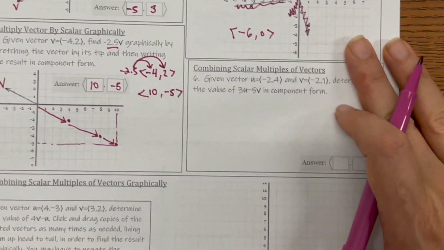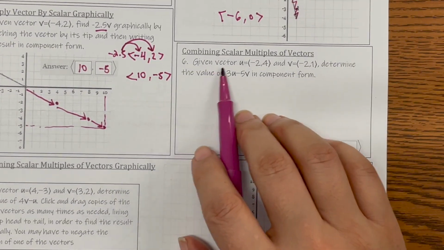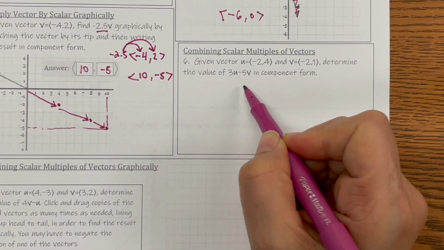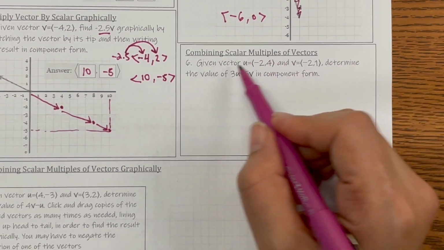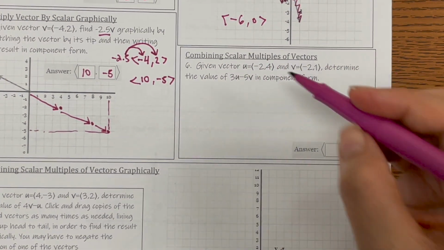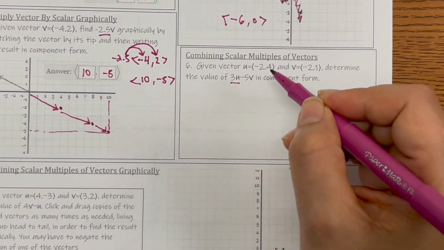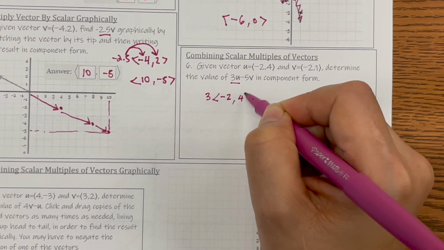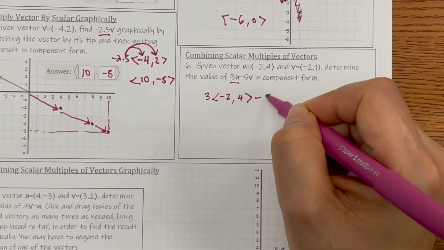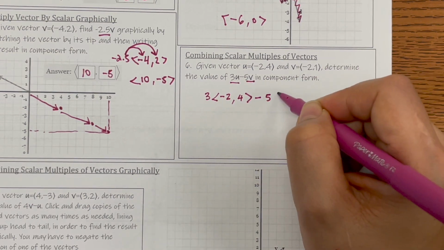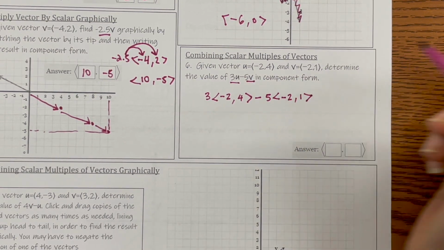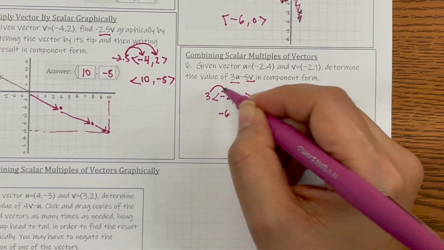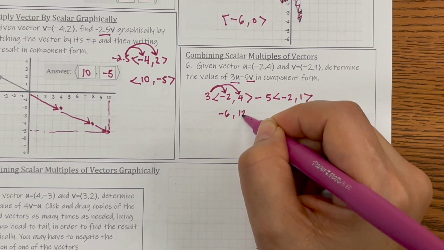Okay. Number 6. Given this vector, determine the value of, so now we're doing not just multiplying, but addition and subtraction as well. And this is asking me numerically, right? Yeah, numerically. All right, so that's simple. So you have 3 times u. So I'm going to do 3 times whatever u is. U is -2 and 4, minus 5 times whatever v is. V is -2 and 1. Okay, now we're going to go ahead and just multiply it out. So 3 times -2 is -6. 3 times 4 is 12.